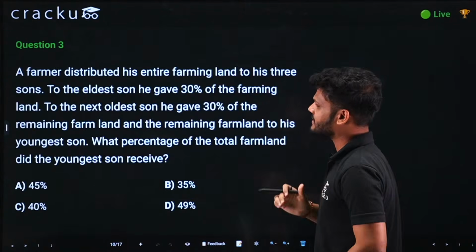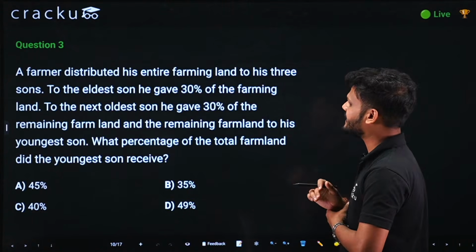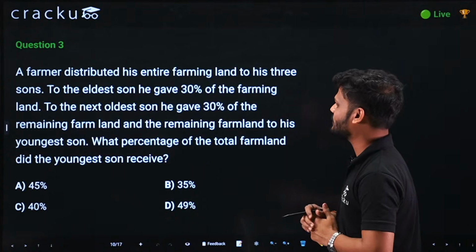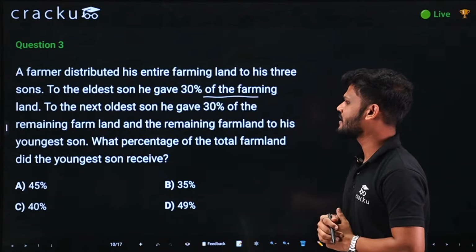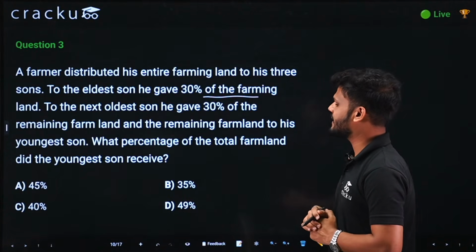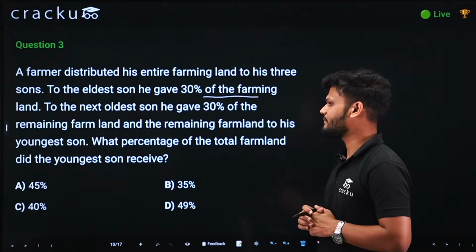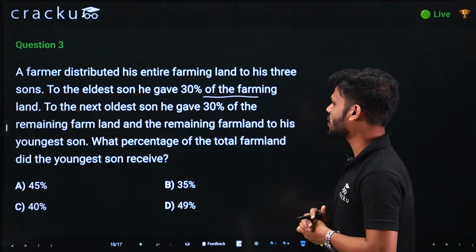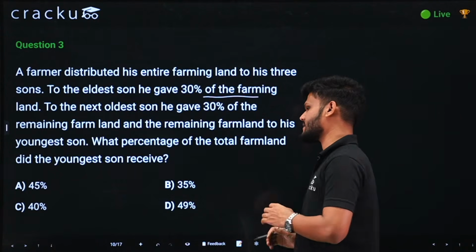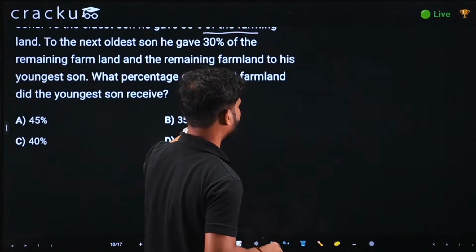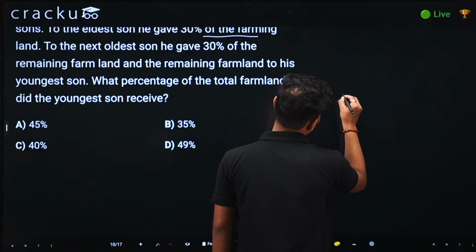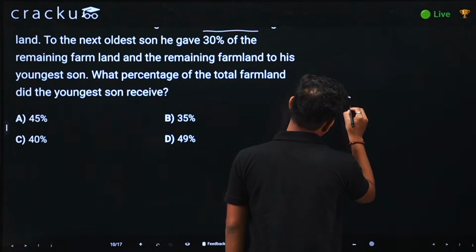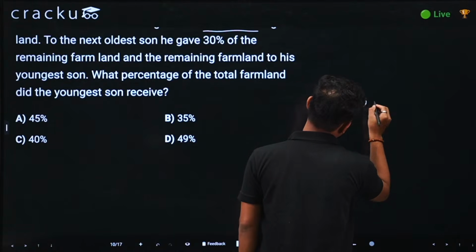This question says a farmer distributed his entire farming land to his three sons. To the eldest son, he gave 30% of the farming land. To the next oldest son, he gave 30% of the remaining farm, and the remaining farmland was given to his youngest son. What percentage of the total farmland did the youngest son receive? So we don't have any absolute number here, so let us assume he had 100 acres of land. Initially he had 100 acres of land.